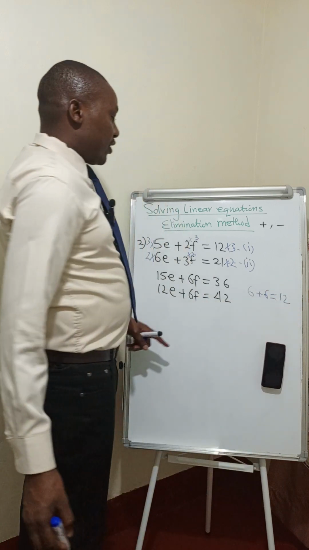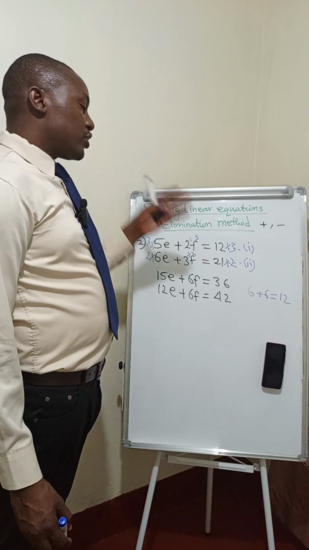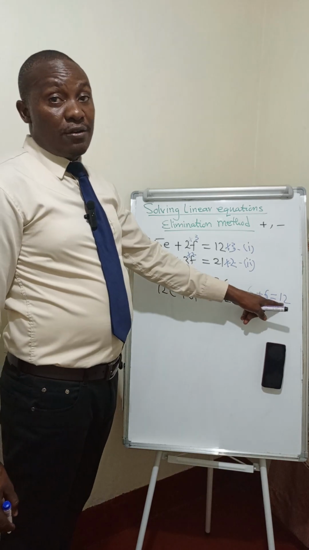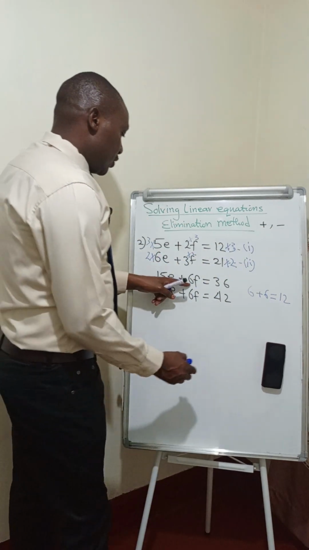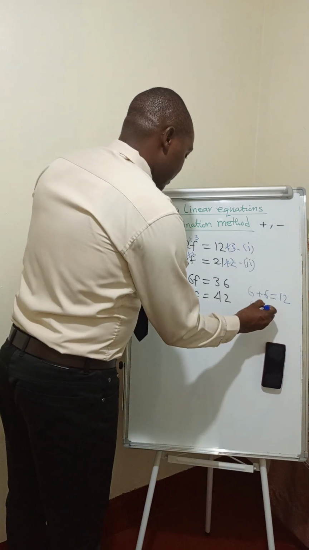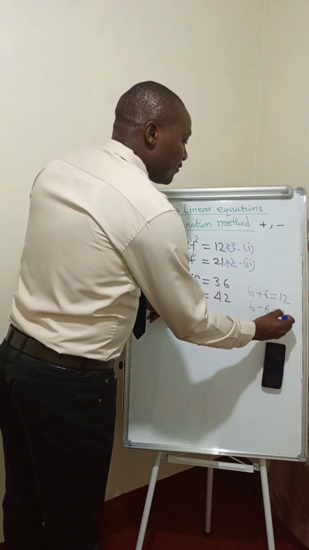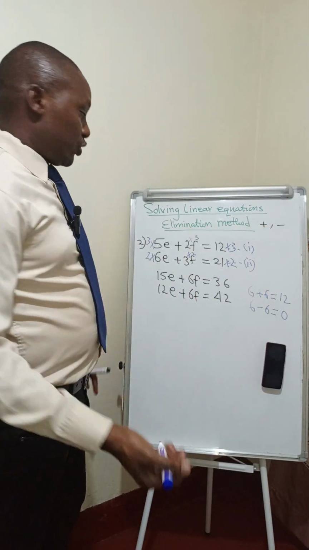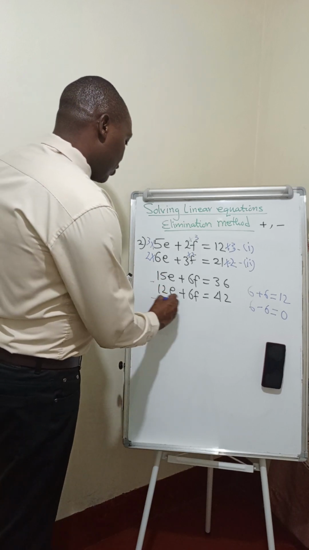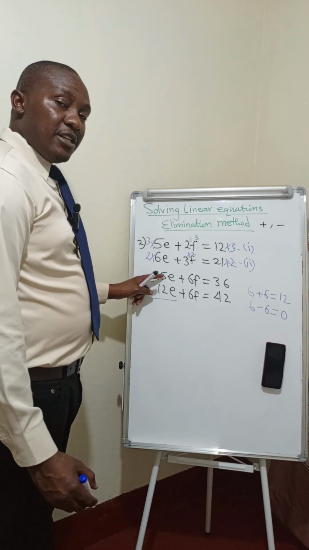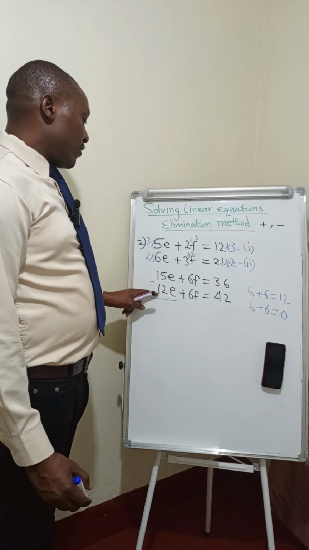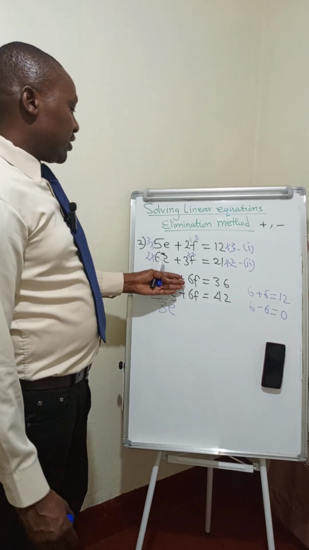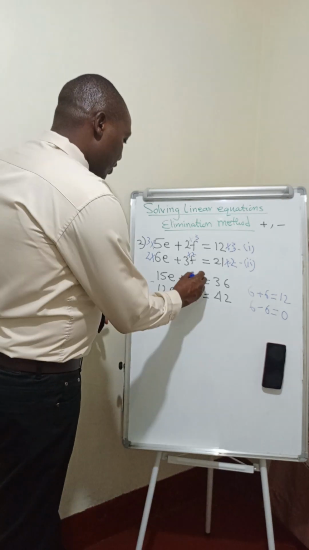Our answer is 12. If we use addition here, it will not help us to eliminate f, because 6 plus 6 will get 12. What if we use subtraction? We shall use 6 minus this positive 6. This one will give us 0. So the better option between the two is subtraction. So do the subtraction across the board. 15e minus 12e, you'll remain with 3e. Of course, now 6f minus 6f is 0. So that one is gone.